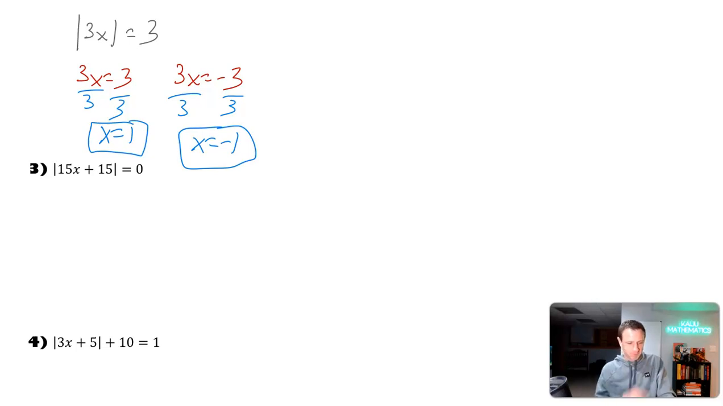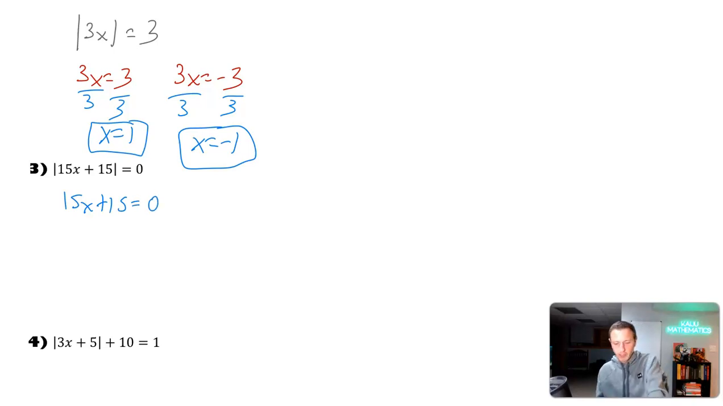Number 3. The absolute value of 15x plus 15 is equal to 0. So my a value here is 0. But it's not 1, where I'd set it equal to 1 and negative 1. It's just 0. So the only potential solution that I'm going to find is 15x plus 15 equal to 0. That's all I need to do.